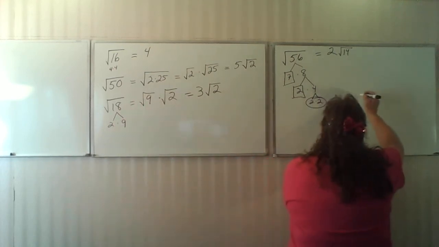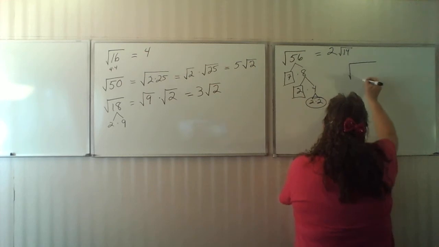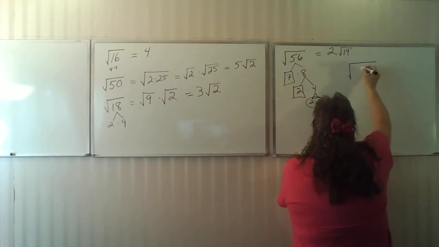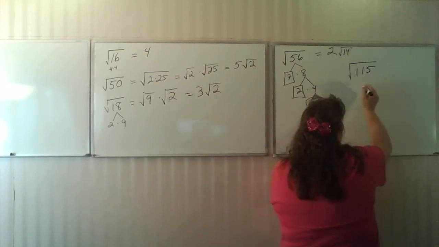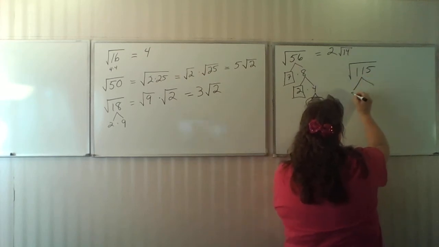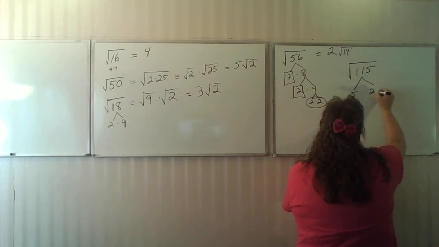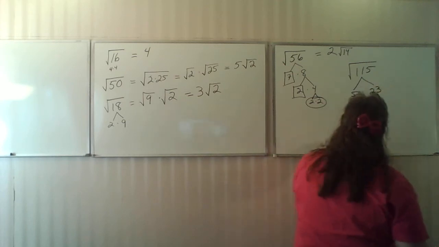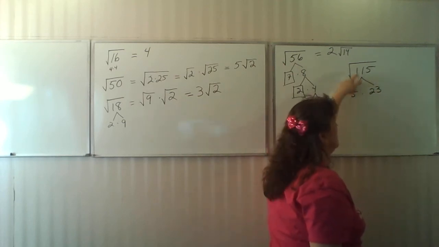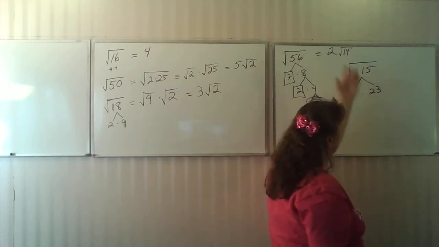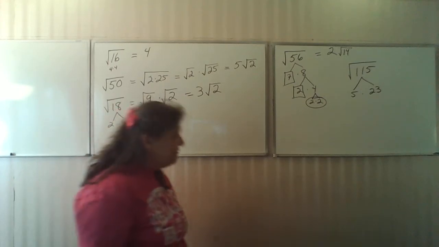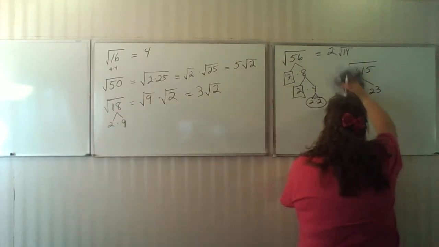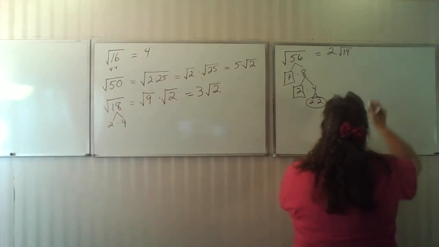How about the square root of 115? Well, it ends in 5, so this would be 5 times 23. Oh, well, there's nothing. The square root of 115 is as simple as it goes. It won't simplify down anymore. So let's try another number. How about 145?